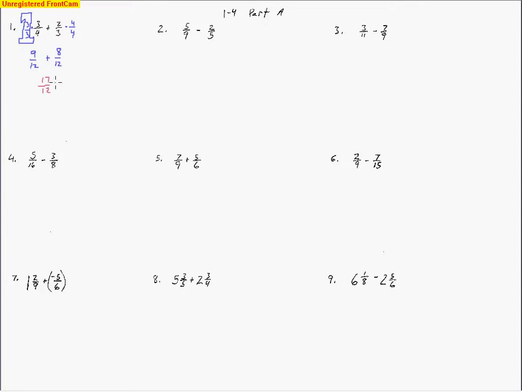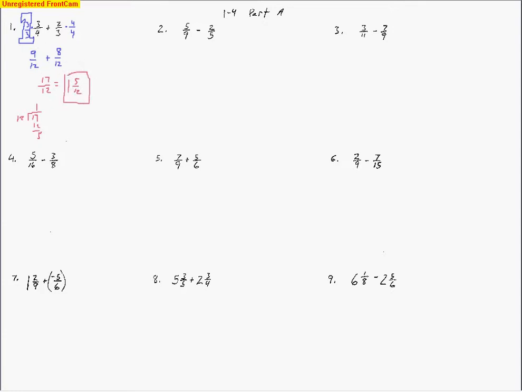So we have over 1, so let's go ahead and change it to a mixed number. So basically we're dividing 12 into 17. And 12 goes into 17 one time with 5 left over. So we're going to write this answer as 1 5/12.